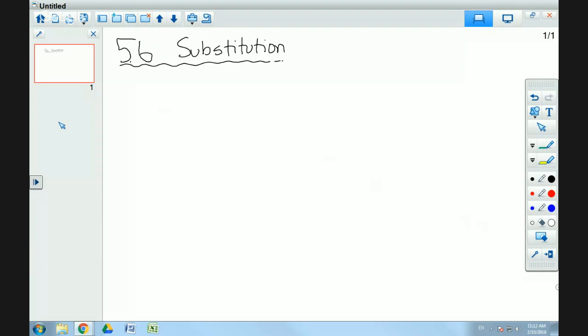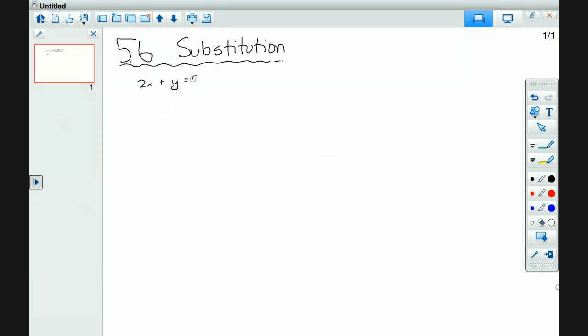Okay, substitution. Do you remember when you were solving systems of equations and you would take something and plug it into another? Like if I had 2x plus y equals 5 and y equals 2x, I could substitute that in there. We're going to use a similar technique to solve specific integrals. So this would be your baseline knowledge of substitution right now.